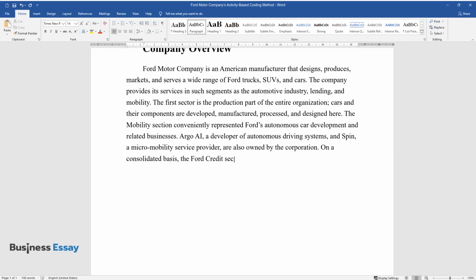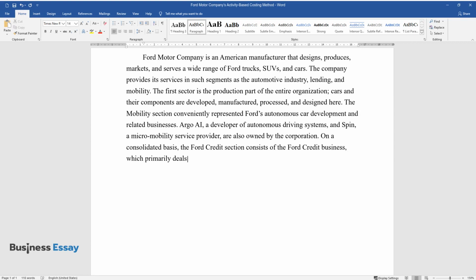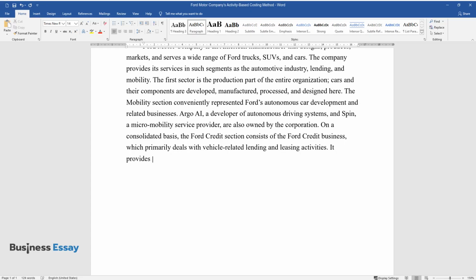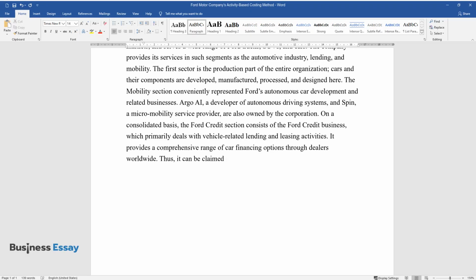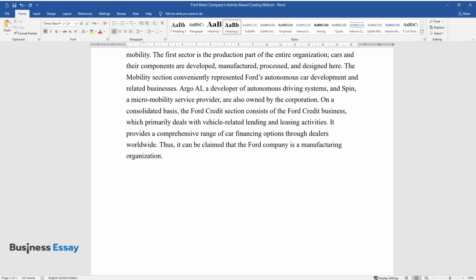On a consolidated basis, the Ford Credit section consists of the Ford Credit business, which primarily deals with vehicle-related lending and leasing activities. It provides a comprehensive range of car financing options through dealers worldwide. Thus, it can be claimed that the Ford Company is a manufacturing organization.